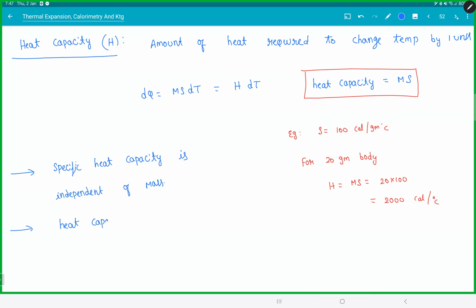So heat capacity is more of a convenience in the lab. Specific heat capacity is the actual concept. Clear, everyone?